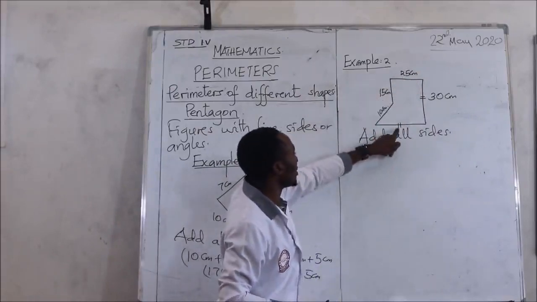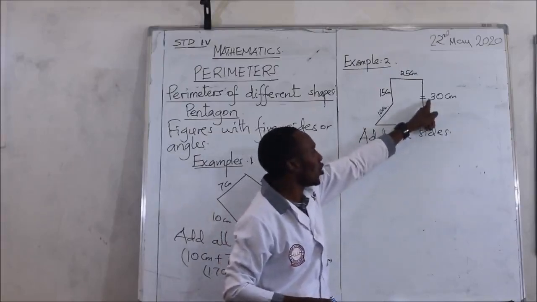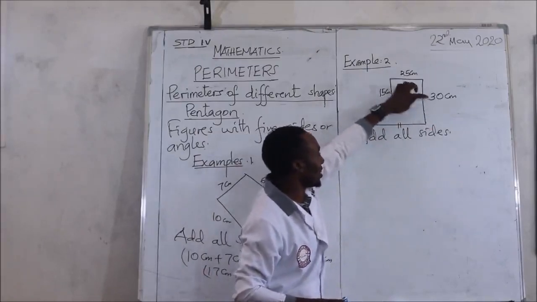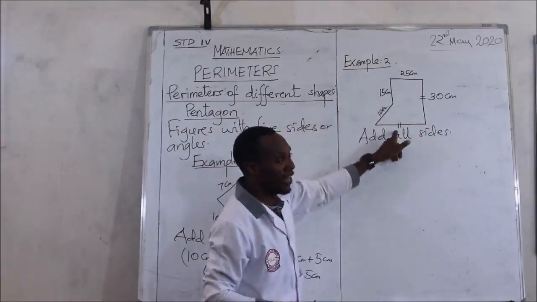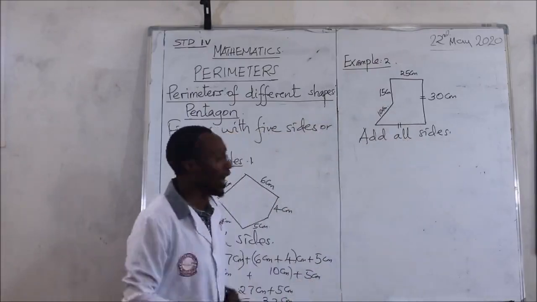We have the sign to show that this side and this side are equal or are the same. So the value that you have been given for this side is 30, and this one also will be 30 according to the sign that you have been given here. So now let's go to add.